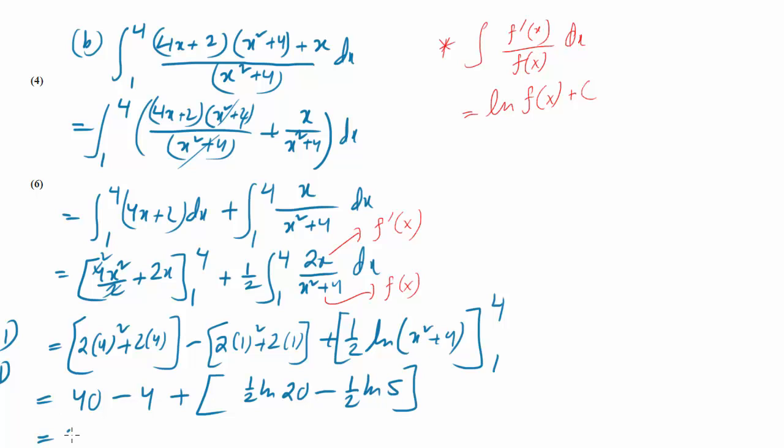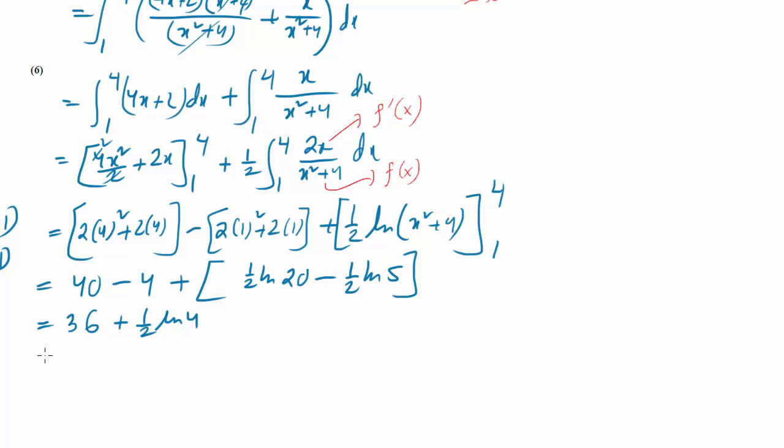So we can write 36 plus, if we take the half common from here, it becomes ln 20 minus ln 5, which is going to be ln of 20 by 5, which is ln 4. The law of subtraction becomes division. So the answer is going to be half ln 4 plus 36.